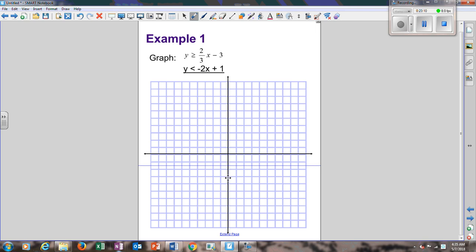Highlighted thing. We start at negative 3. So you go down to negative 3 and make a dot. Make a dot at negative 3. And you go up 2 and right 3 and make another dot. Yep, right there. Go up 2 and right 3 again. Make another dot. You're going to draw a solid line through those 3 points.